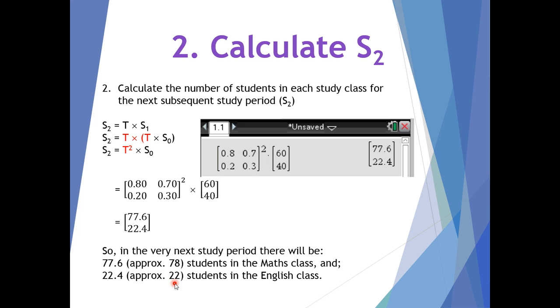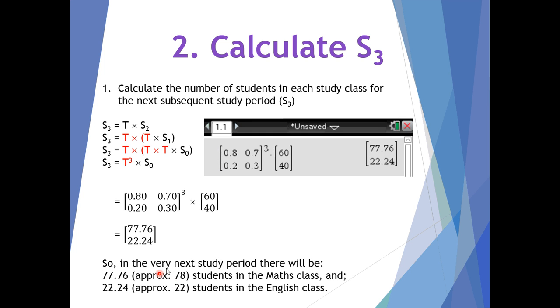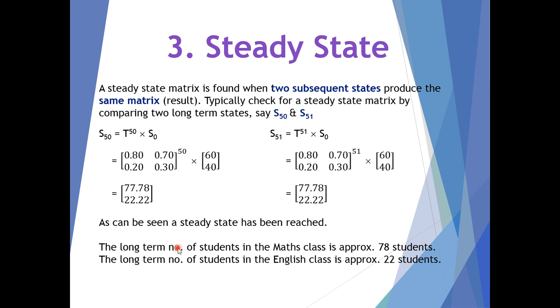Likewise, for the third state, the third subsequent study period, we can take the transition matrix cubed and multiply it by the initial state. This gives us again 77.76 and 22.24 in the respective classes. You can notice the difference from the previous period is not great, just a small increase, which leads us to our final calculation, that is to calculate the steady state, or what we call the long-term matrix.